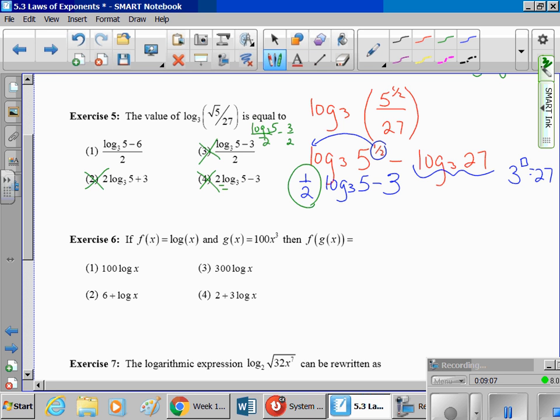So this last one is equal to log base 3 of 5 over 2 minus 6 over 2, which is equal to 3. So there's my answer. When you take log base 3 of 5 and divide it by 2, that's the same thing as multiplying it by 1/2. Hopefully you recognize that.